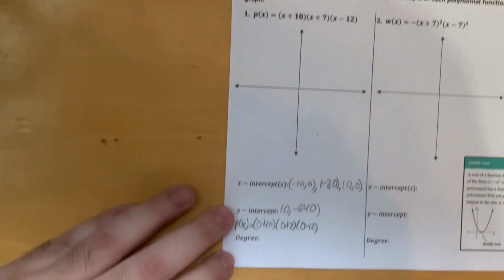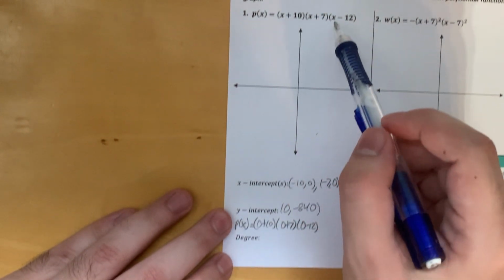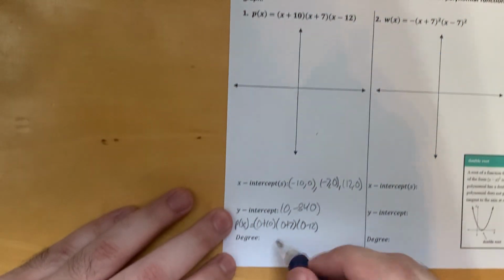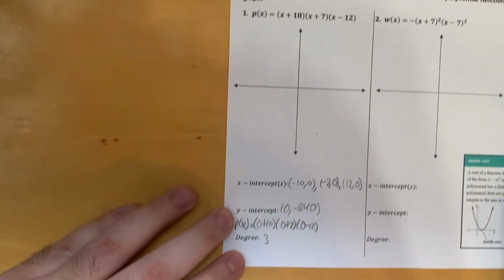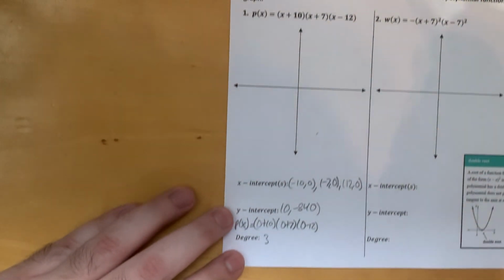But we're not done. We have to find the degree. X times x times x gives us x cubed. So it's third degree, or you can leave it as 3. Your choice. Degree 3. Yeah, we're good to go.